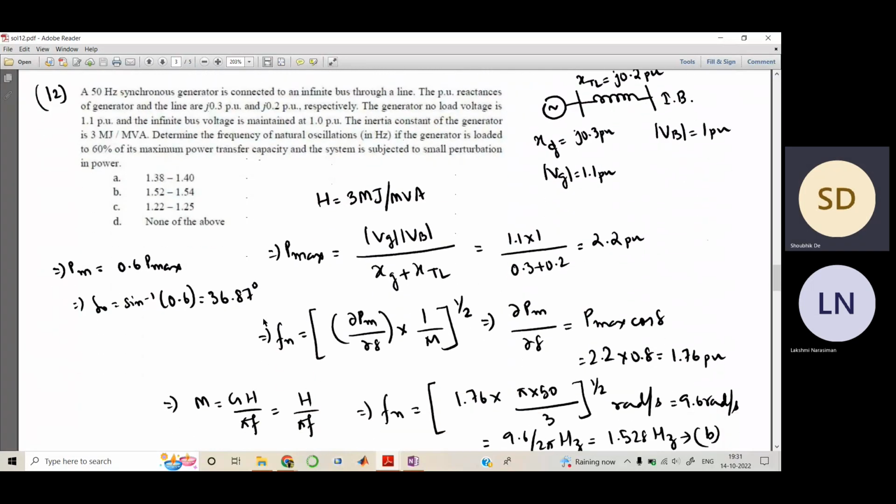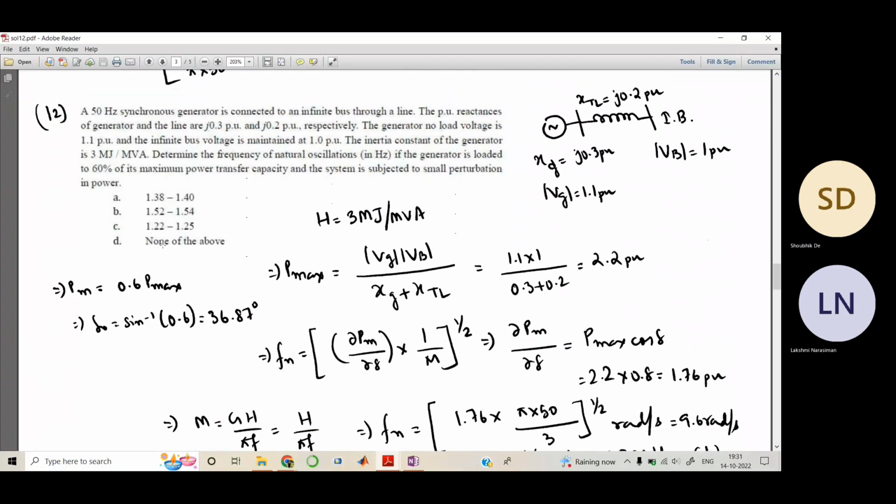So for frequency of oscillations, we have to use this formula here. Now they have told us the generator is loaded to 60% of its maximum power transfer capability. So your delta zero, or initial load angle, comes out to be 36.87 degrees.